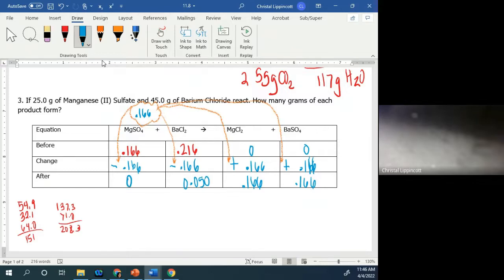Okay. Any questions on how I got any of those numbers? All right, they wanted to know how many grams of each product. So we've got to figure out that part. So let's go back to our sheet here.